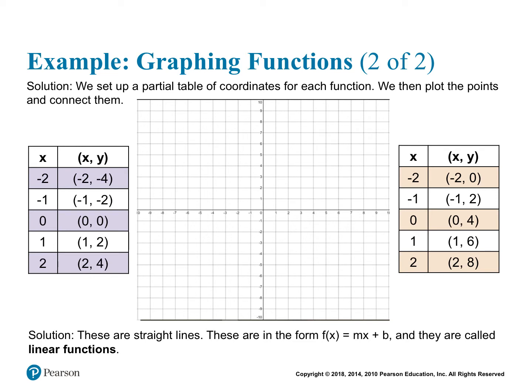This was our f of x, and this was our g of x. I just copied over the coordinates so I would remember what those were. This ordered pair, -2, -4, would be right here. Then -1, -2, 0, 0, 1, 2, and 2, 4. You can see this makes a nice straight line. It's a little hard to draw straight on my iPad, but imagine that is a straight line.